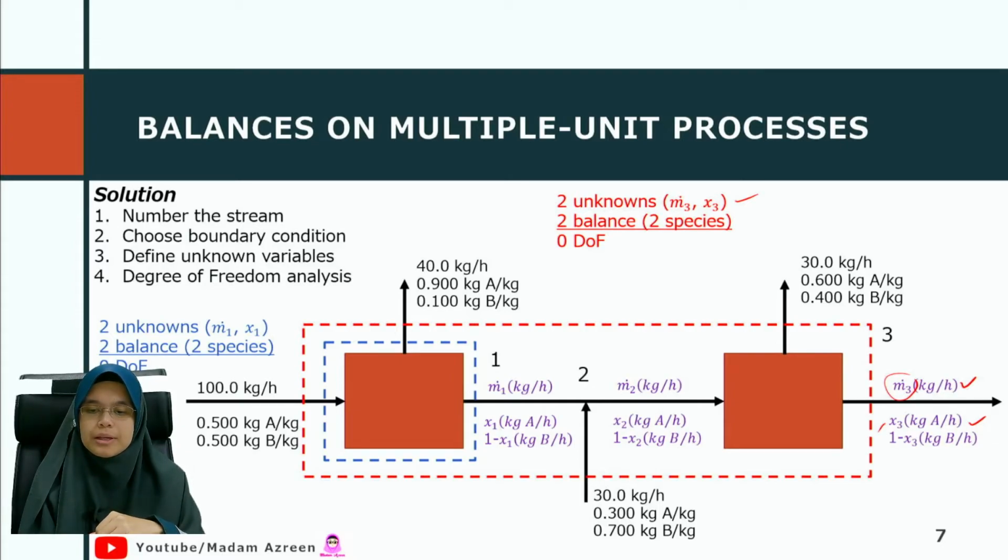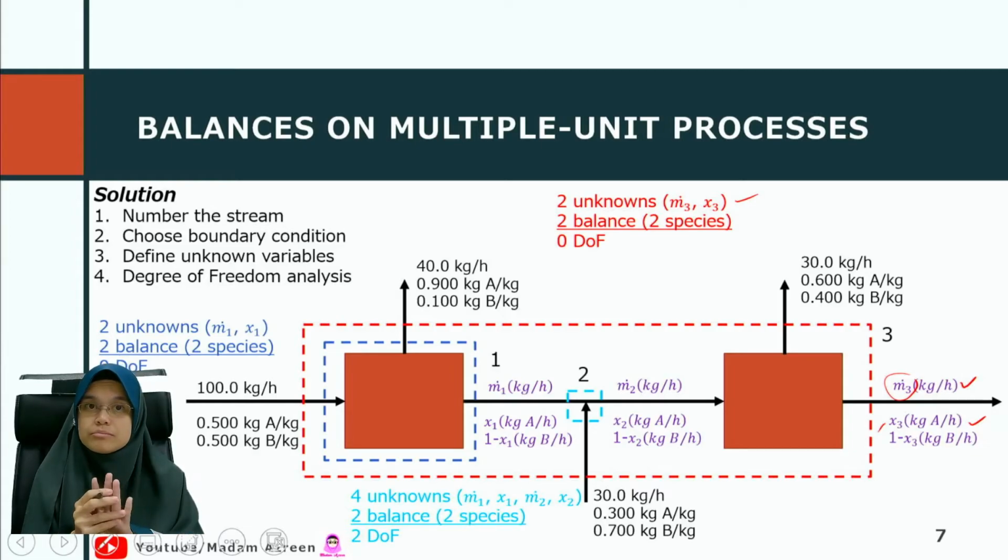And another one, at this mixing point, you have 4 unknowns. You don't know M1, M2, X1, X2. But you can only do 2 balances, which are a balance for mesh and a balance for species. So that leaves 2 degrees of freedom.